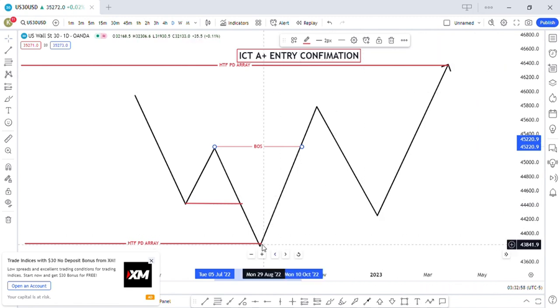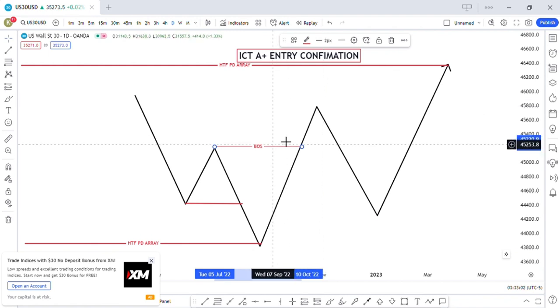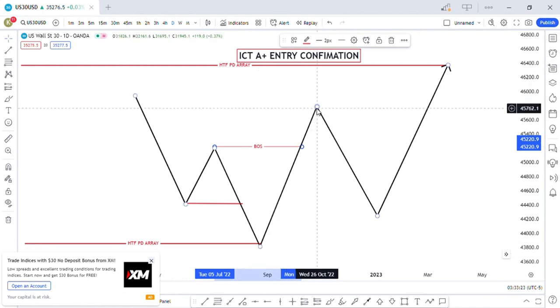So after this displacement to the upside happens and the break of structure occurs, now we know that the higher time frame PD array from the upside is now our draw on liquidity. This was our draw on liquidity, and this has been reached. So the market can now go and target this higher time frame PD array. So we have a displacement from this displacement low to this displacement high here.